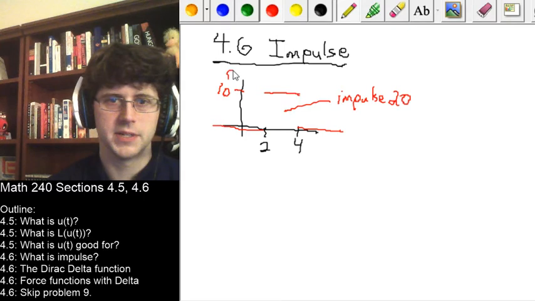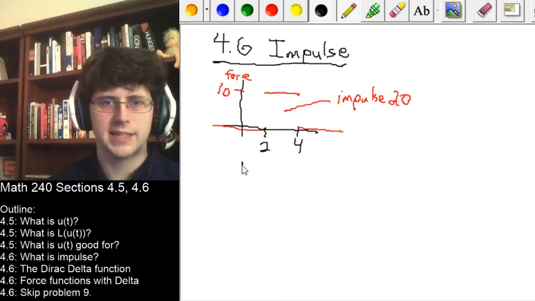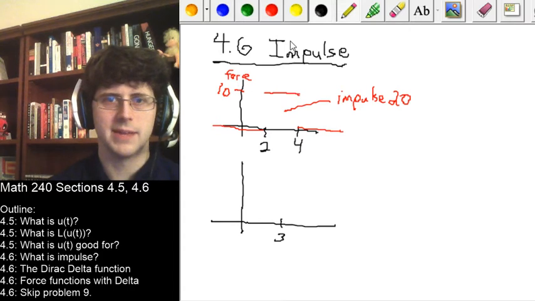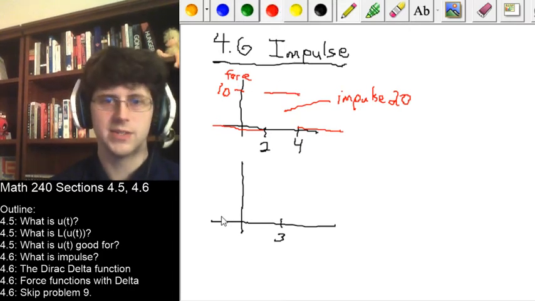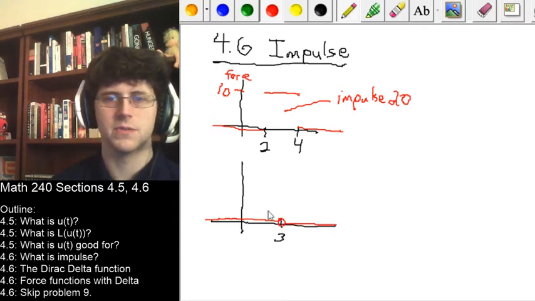If this is the force of 10. If you hit something with a hammer, then the force function looks a lot different. Like say at time 3 seconds, you hit something with a hammer, and you give it 20 units of impulse. Well, there's no force, no force, no force. Then suddenly something weird happens, and then there's no force, no force.